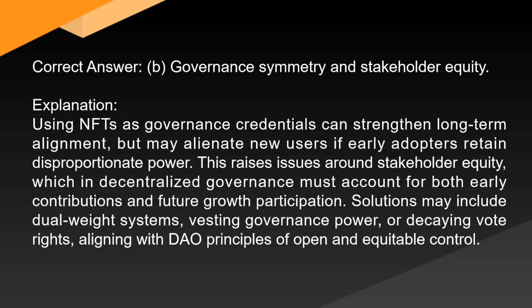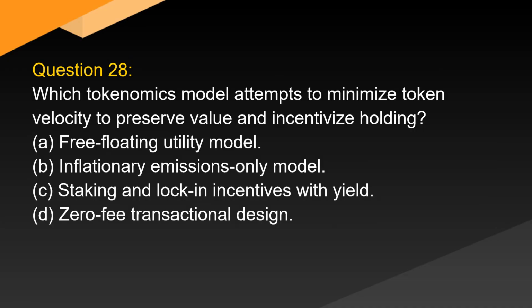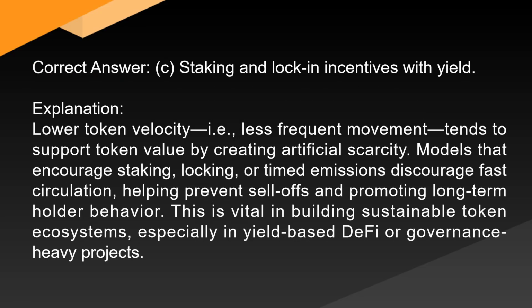Question 28. Which tokenomics model attempts to minimize token velocity to preserve value and incentivize holding? A. Free-floating utility model. B. Inflationary emissions-only model. C. Staking and lock-in incentives with yield. D. Zero-fee transactional design. Correct answer: C. Staking and lock-in incentives with yield.